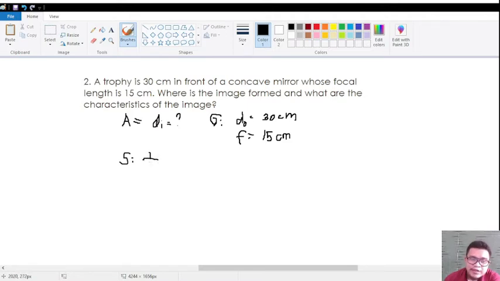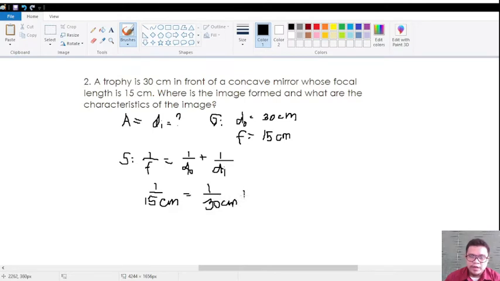That is 1 over F is equal to 1 over DO plus 1 over DI. Oh, I'm getting used to writing with these things. Okay, so let's check. 1 over 15 cm. Okay, let's substitute all those values right now. It's equal to 1 over DO, that's 30 cm, plus, okay, DI is still unknown.